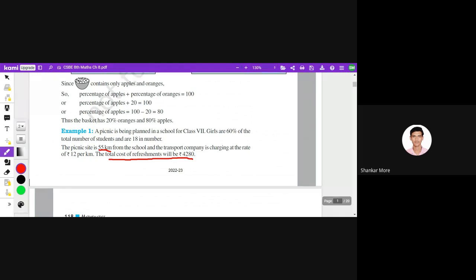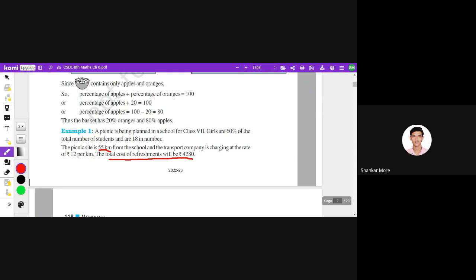So the total cost of transport is going to be 1320 rupees, correct? So the total cost of refreshment will be 4280 plus cost of transport. So that is going to be the total cost of that picnic. Cost of transport plus cost of refreshment, that will be the total cost of a total picnic.